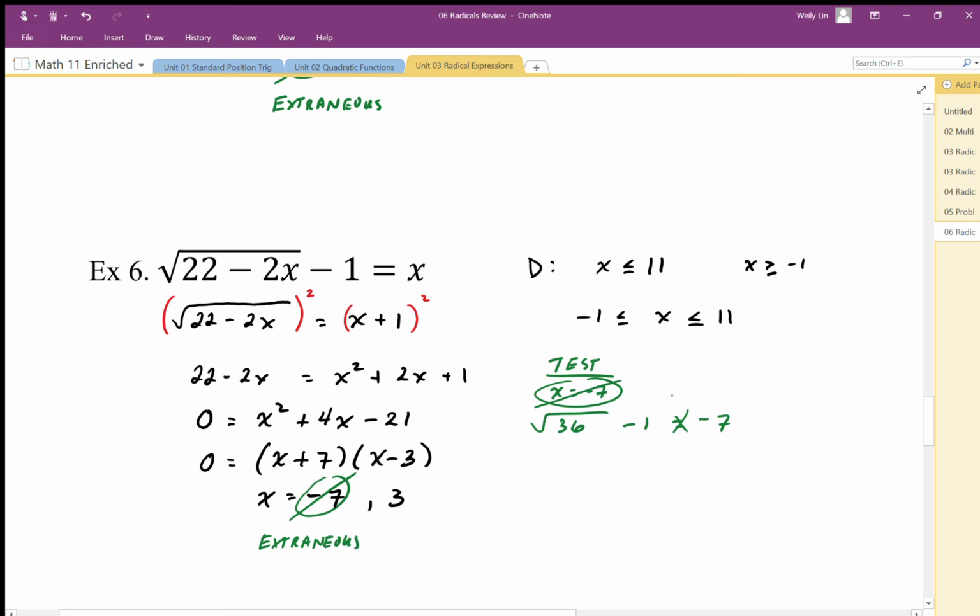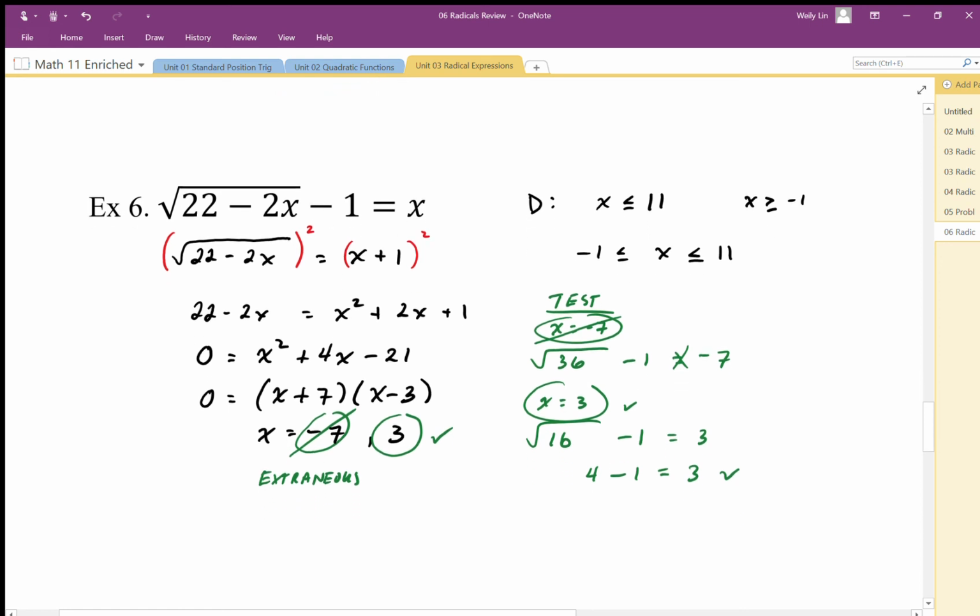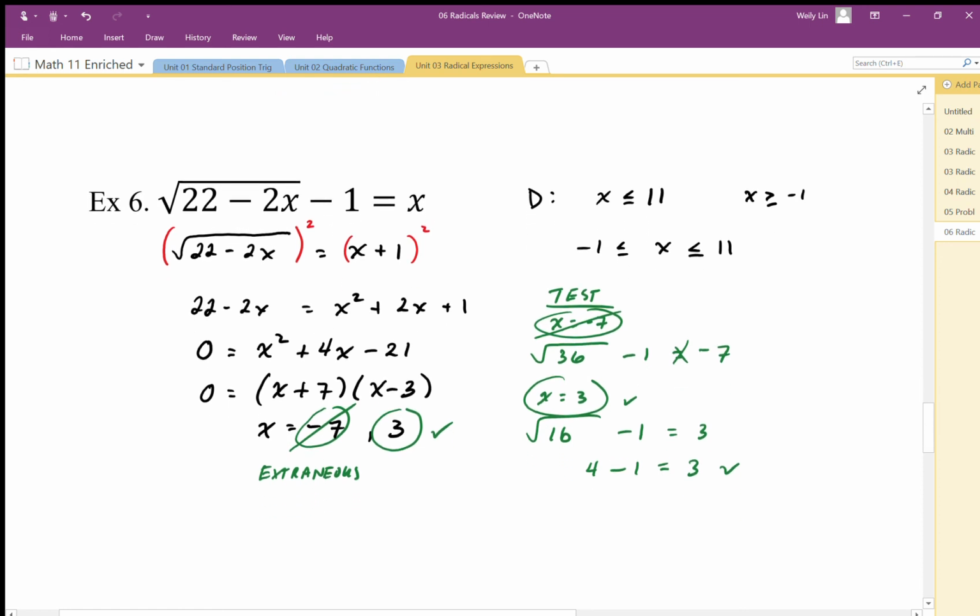We'll test x equals 3. So we end up with the square root of 16 minus 1 equals 3. So 4 minus 1 equals 3. That's perfectly good. That is the valid solution. And again, we can check this by graphing as well. If we graph this, we'll see the extraneous solution doesn't show up, and we'll see our real solution showing up.